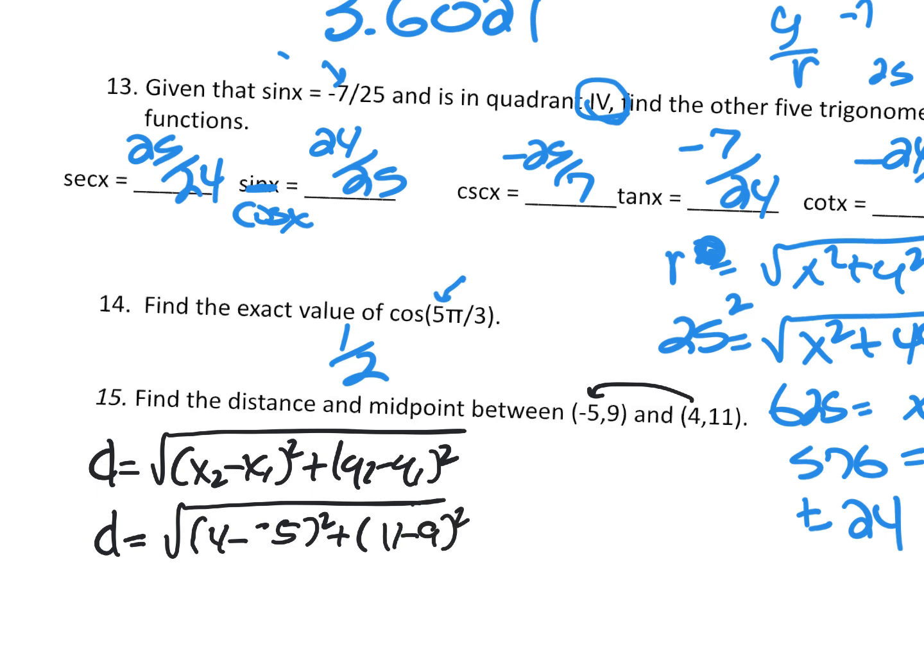11 minus 9 squared. 4 minus negative 5 is 9. Squared is 81. 11 minus 9 is 2. 2 squared is 4. So it gives me the square root of 85. And guys, that will not break down. You're fine right there. There's your distance.